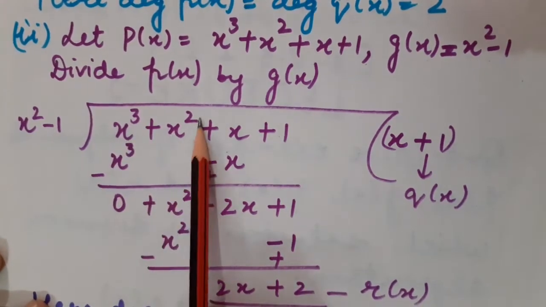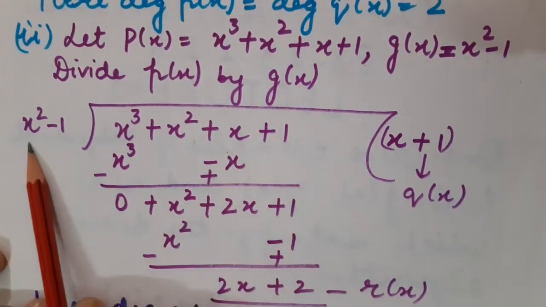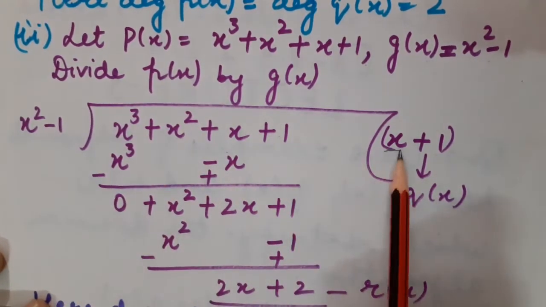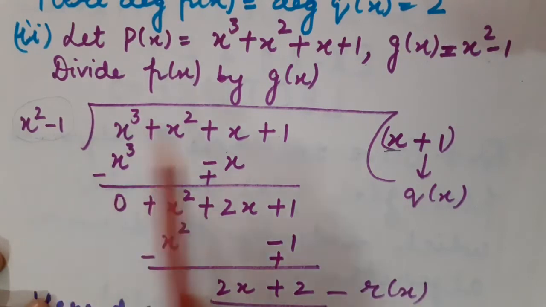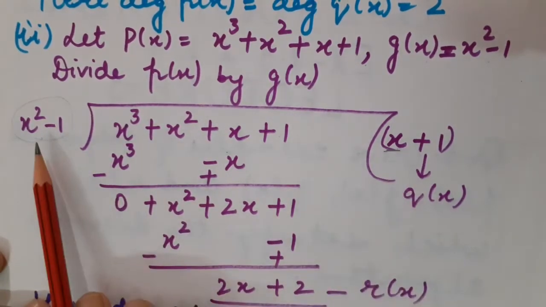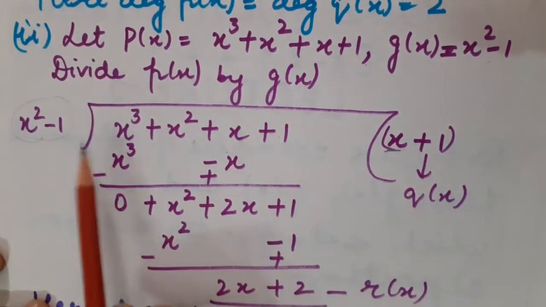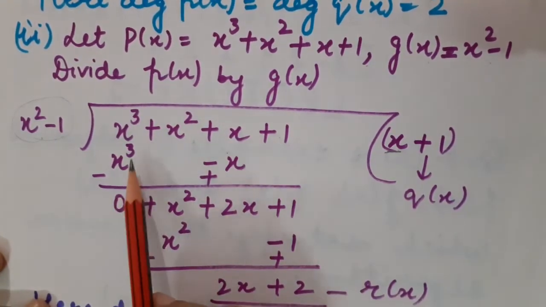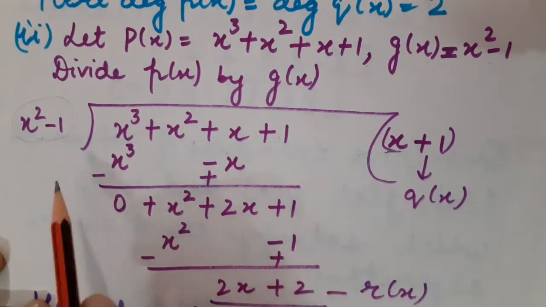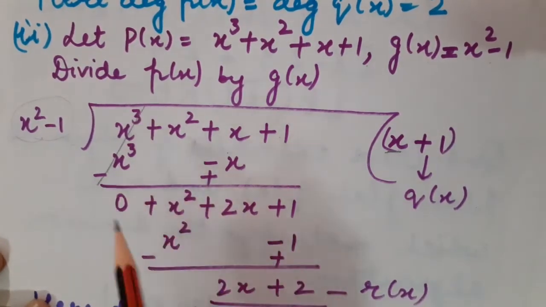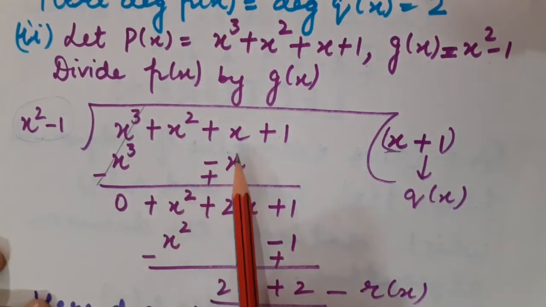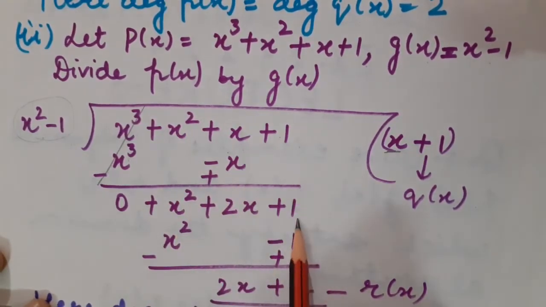x cube plus x square plus x plus 1 will be divided by x square minus 1. So here I am going to multiply this complete gx by x. So what will I get? I have got x cube, here I have got minus x. Now after division, in division you know that we have to subtract. So after subtraction what I have got, x cube minus x cube will be cancelled. Here I have got x square, here plus 2x, here plus 1.